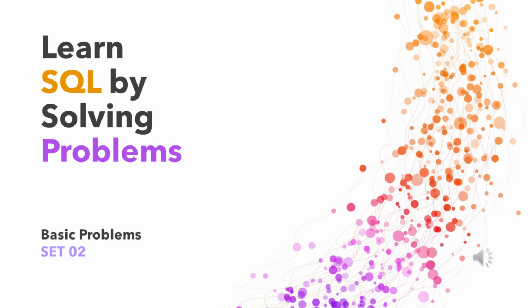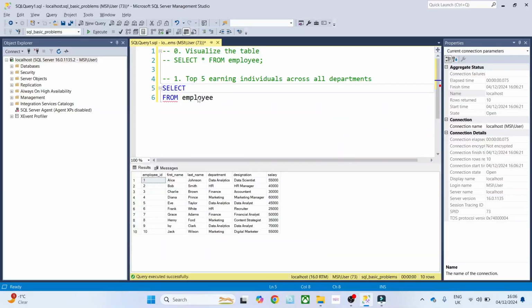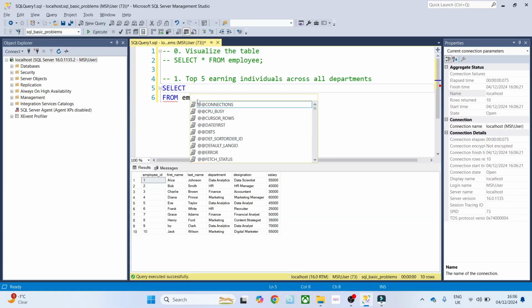Today we will learn a few more SQL keywords by practicing 8 questions. Let's get started. Question 1. Top 5 earning individuals across all departments. For this query, we have to view 5 employees with the highest salary. So how do we do that? We do this by using the top keyword.